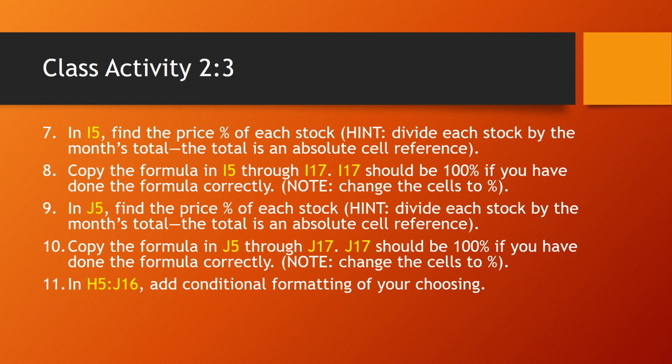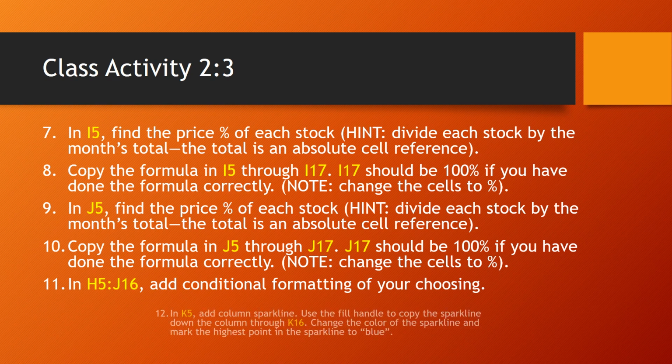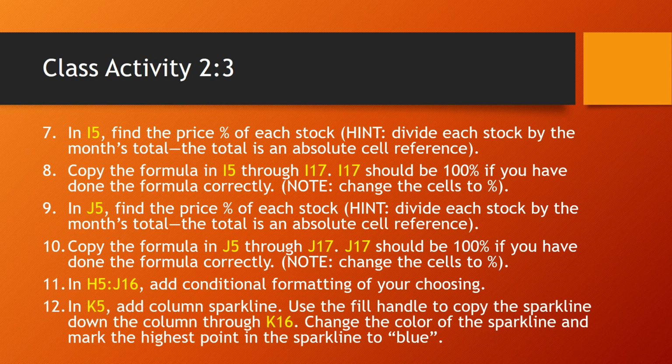In H5 through J16, add conditional formatting of your choosing. In K5, add column sparklines. Use the fill handle to copy the sparkline down the column through K16. Change the color of the sparkline to the color of your choosing and mark the highest point in the sparkline to blue.